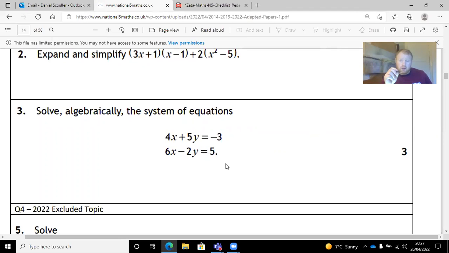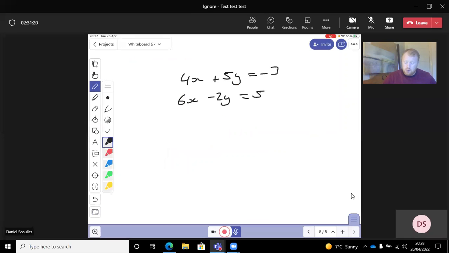Now, the clue here is the fact that they've got one underneath the other one. It looks like the way that you would set up a simultaneous equation. So that's your clue that you're going to use simultaneous equations. You want to try and solve for x and y. Just writing those two out. Okay, going to multiply that one by 2, going to multiply that one by 5.